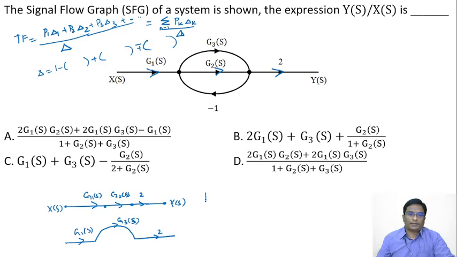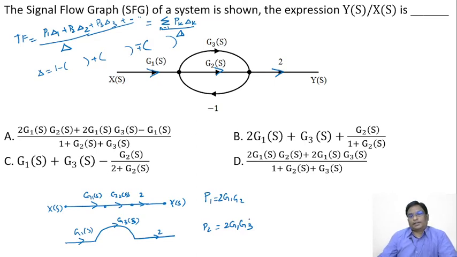What is path 1? This path 1 is the product P1, 2 G1 G2. What is P2 here? 2 into G1 G3. That is, 2 into G1(s) G2(s), and 2 into G1(s) G3(s).